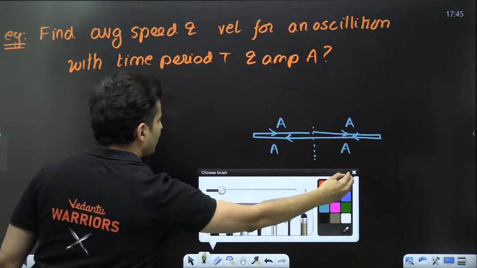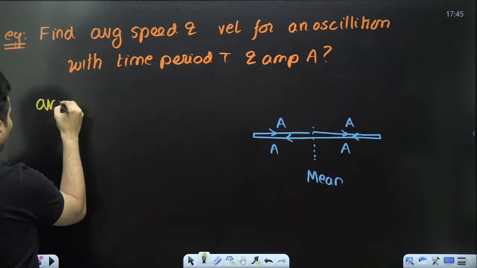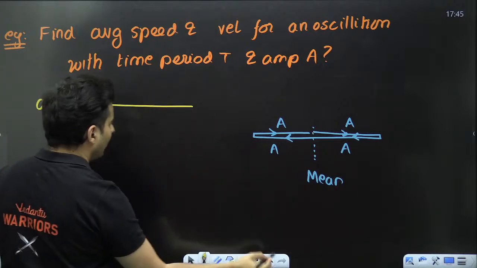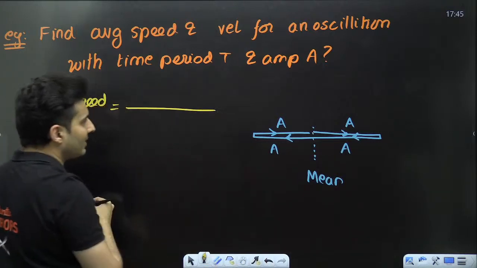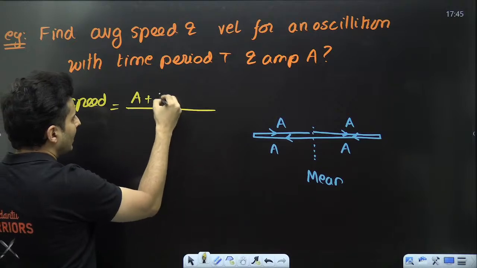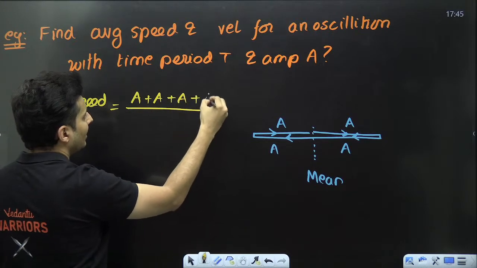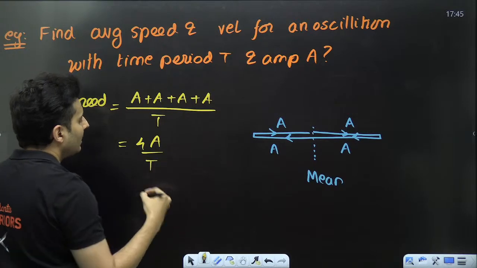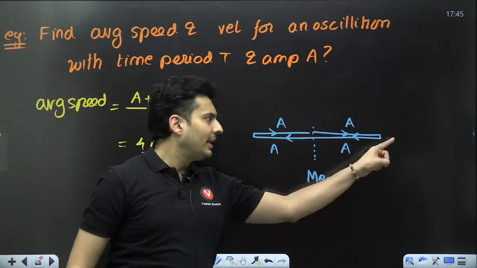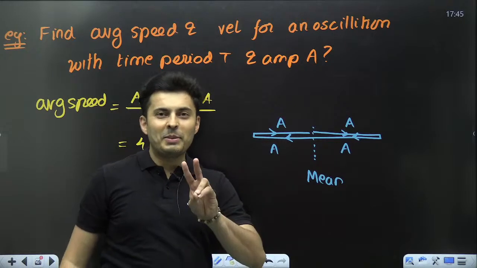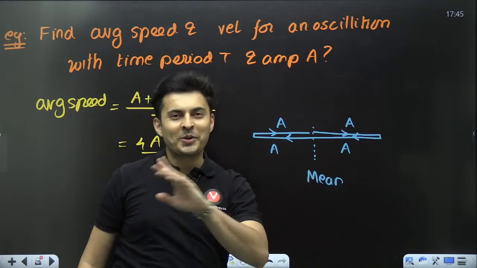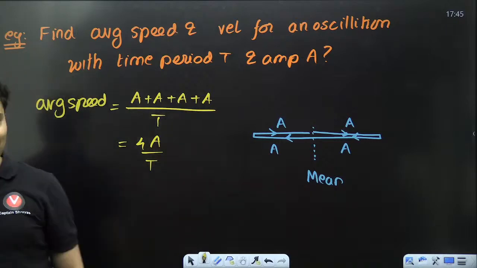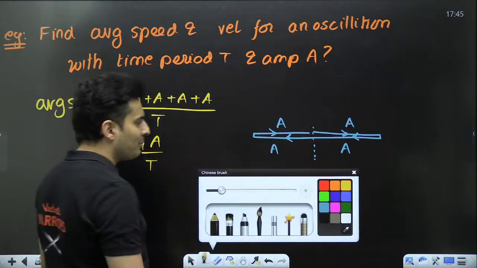So if you notice, when I want to find the average speed, which is the total distance, it will be A plus A plus A plus A upon the total time, which is T. So it will be 4A by T. Agree or disagree? A lot of people think A and A. No, it is 4A. Understand that. So it is 4A by T. Very good. If you wrote 4A by T, I'm proud of you.